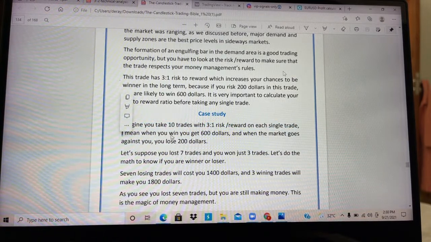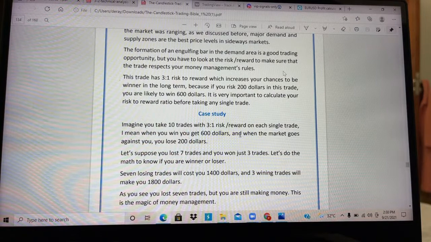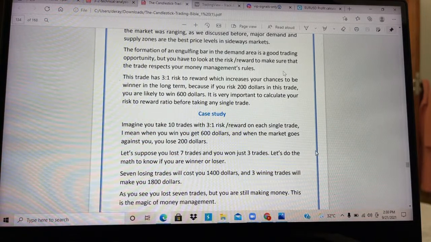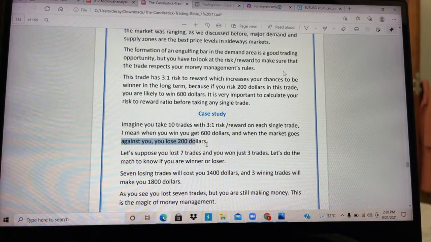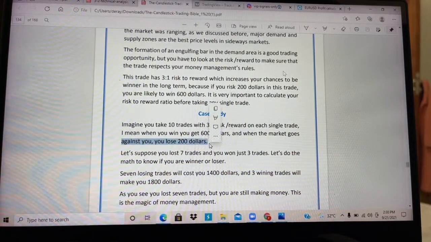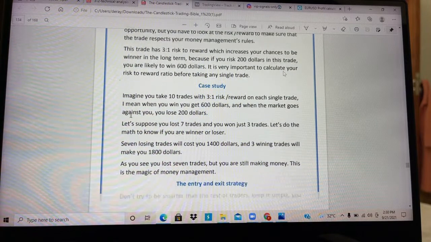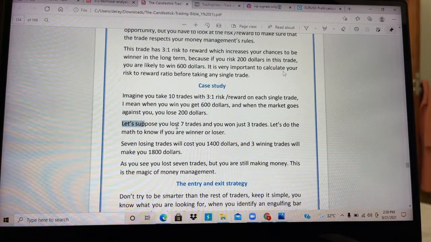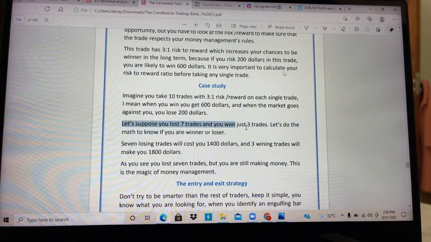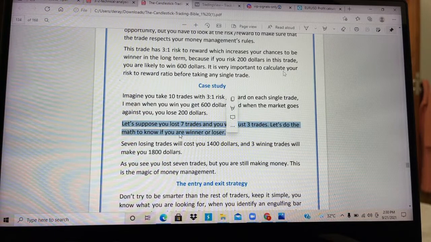When you win, you get $600, right? And when the market goes against you, you lose 200. So let's suppose you lost 7 trades and you won 3. Let's do the math to know if you were a winner or a loser.